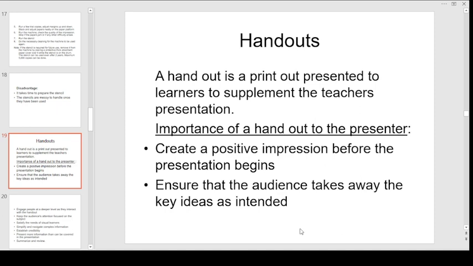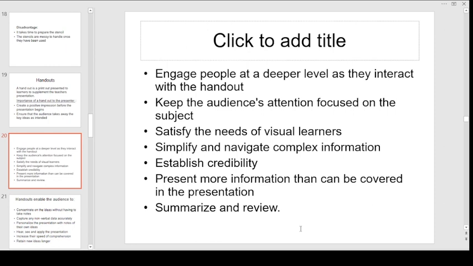1. It creates a positive impression before the presentations begin. 2. Ensures that the audience take away the ideas that are intended. Also, it engages people at a deeper level as they interact with handouts. It keeps the audience attention focused on the subject. It also satisfies the needs of the visual learners.